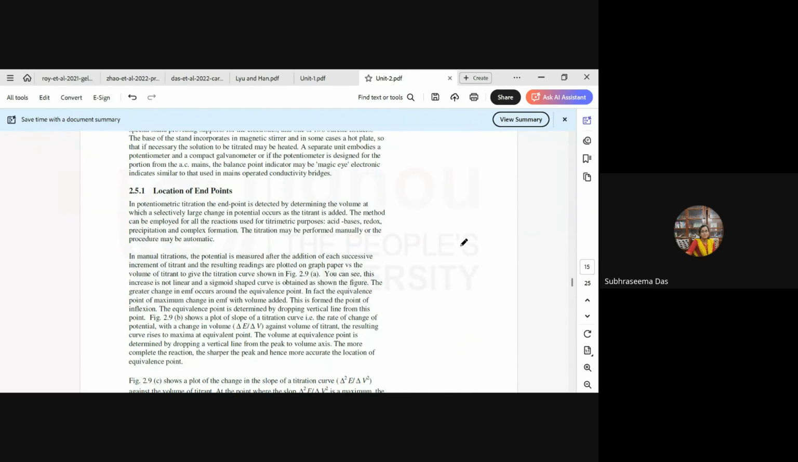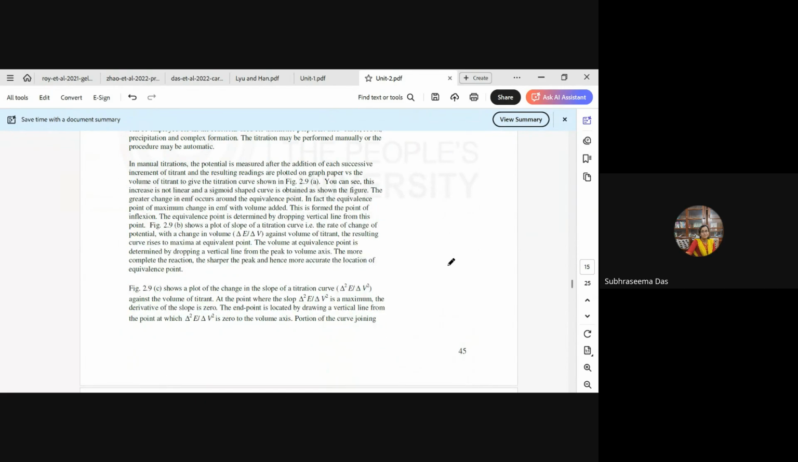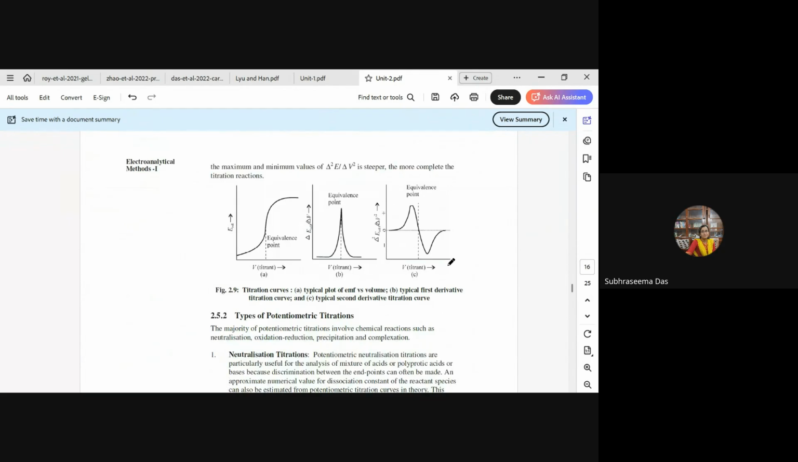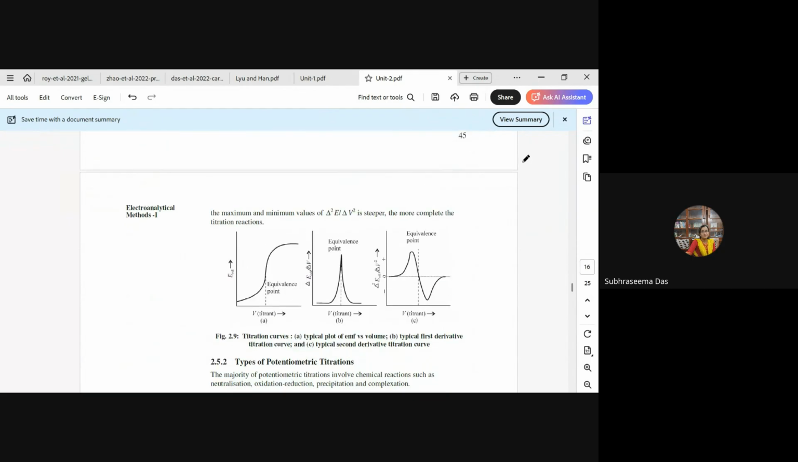So how do we measure the endpoint? In potentiometric titration, the endpoint is determined by finding the volume at which there is a very drastic change in the potential. This method can be used for different types of acid base reactions, redox reactions and complex formation reactions. If we see figure 2.9, these are the different potentiometric titration curves that we can see.